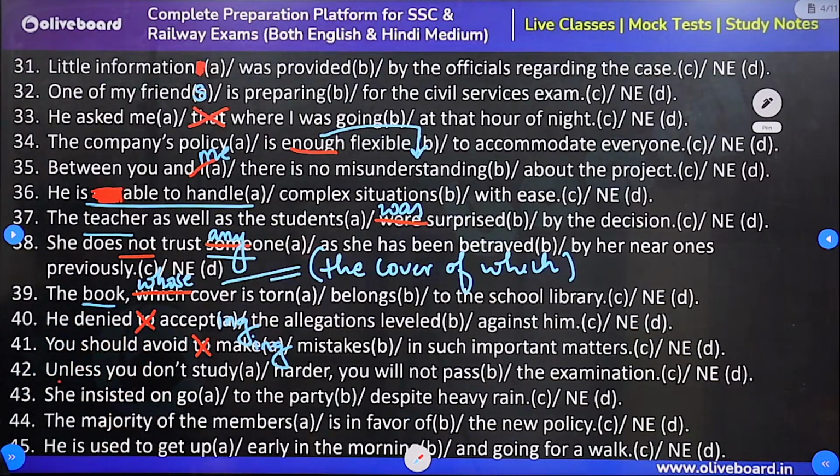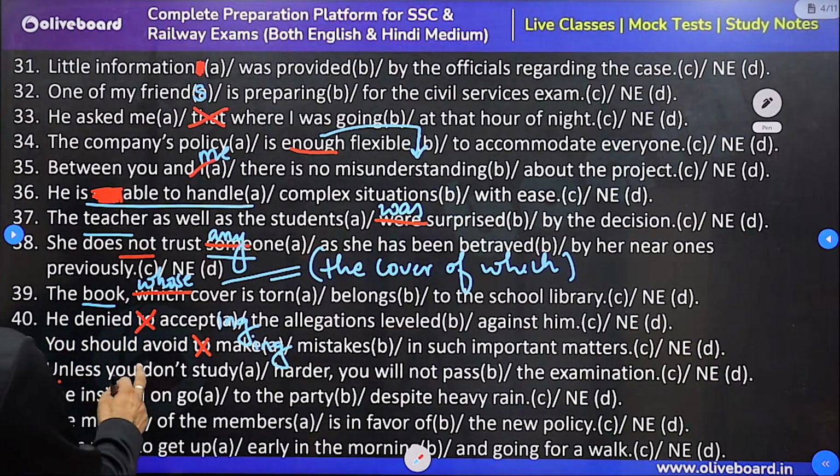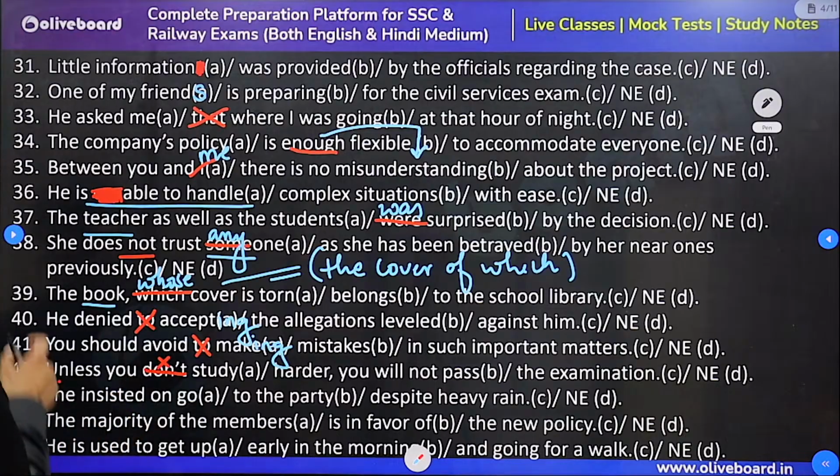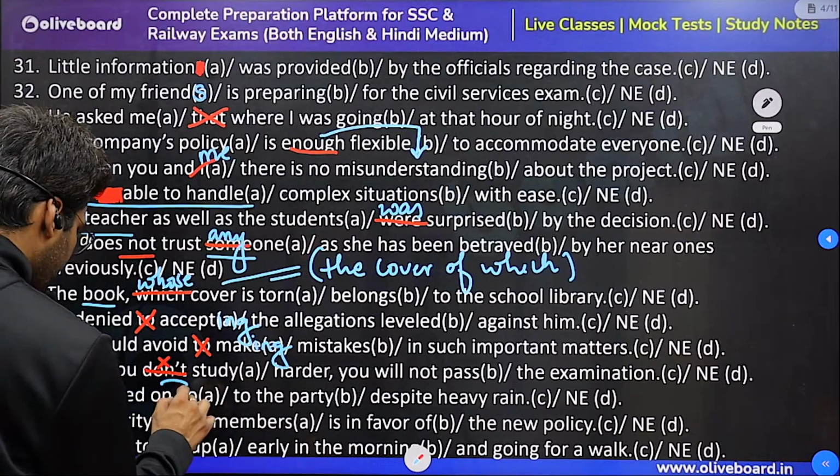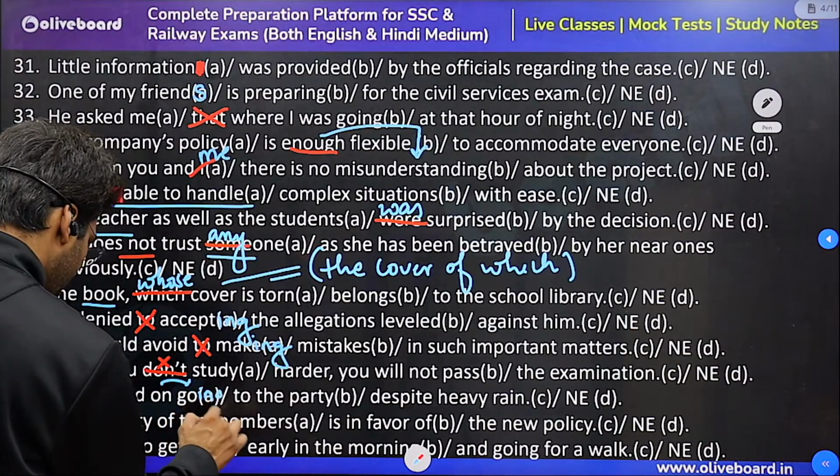Unless is already negative. Need not put a not again. So unless you study, insist once again. Preposition correct, but prepositions take ing after them. She insisted on going.